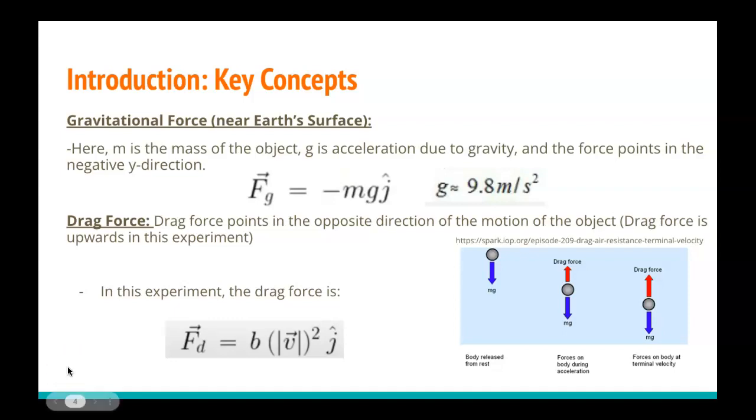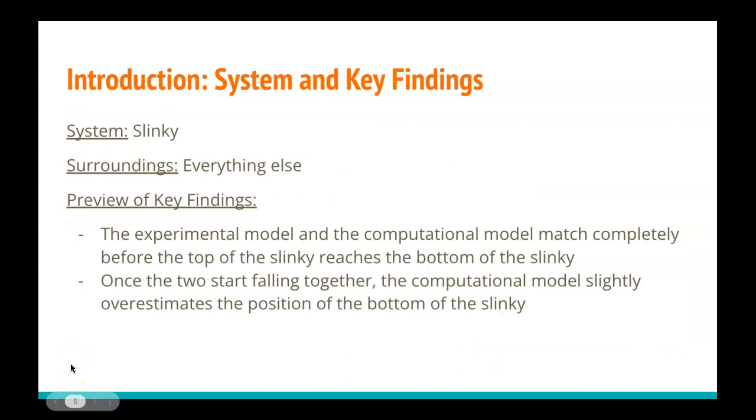The last key concept is the drag force. Air particles create drag force on objects that is in the opposite direction of the object's motion. In this lab, the drag force is in the positive y direction and uses the product of a drag coefficient, lowercase b, and the square of the magnitude of the object's velocity. The drag force increases with time as the magnitude of the velocity of the object increases due to the force of gravity.